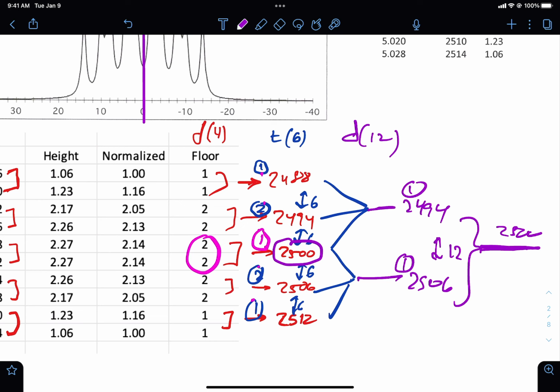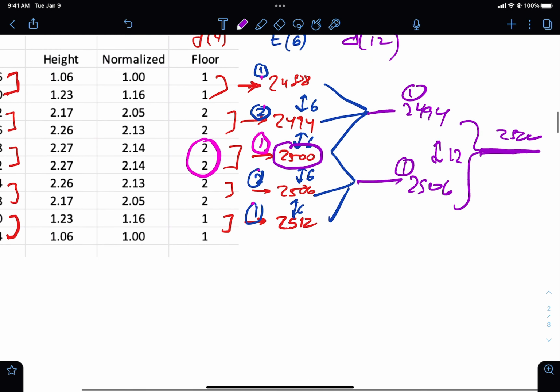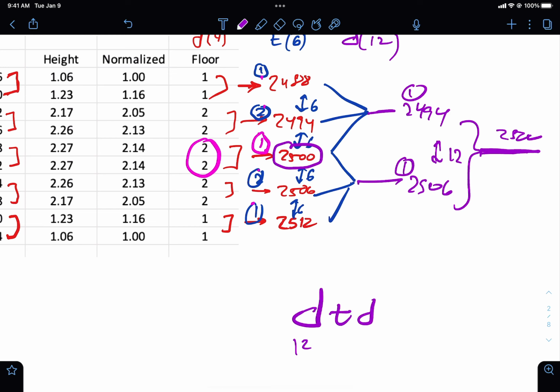So you always read it from the highest splitting constant to the lowest splitting constant. This is a doublet of triplets of doublets. A doublet of 12, that's then split into a triplet of 6, that's then split into a doublet of 4. And when I say doublet of 12, I mean a doublet where the peaks are separated by 12 hertz, or a triplet where the peaks are separated by 6 hertz.